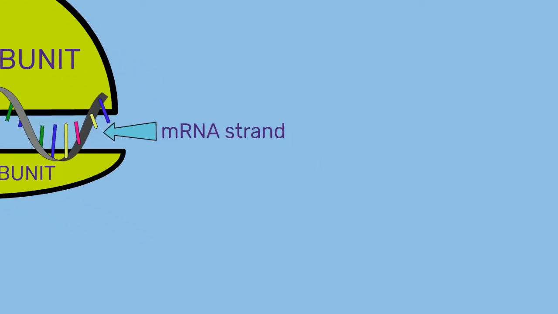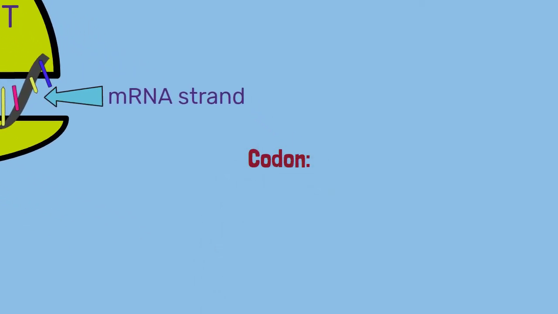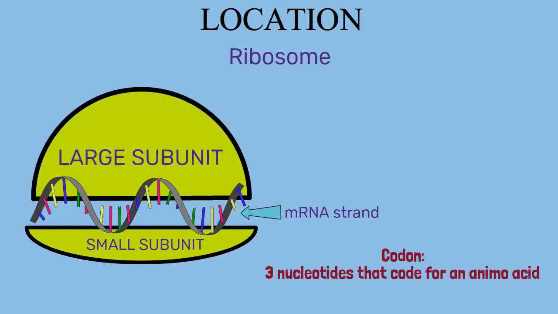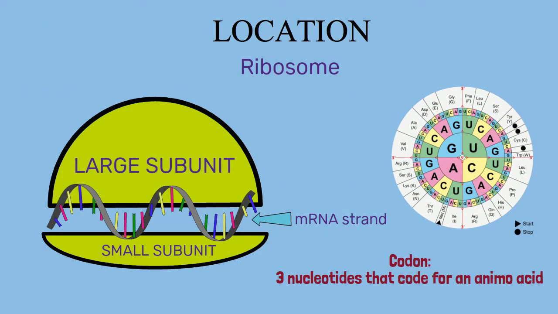An important word to understand is codon. A codon is 3 nucleotides that code for an amino acid. This circle chart here shows how different codons code for different amino acids. Remember, 3 nucleotides code for 1 amino acid, 3 nucleotides or 1 codon. When you look at this chart, the codon AUG codes for the amino acid methionine.